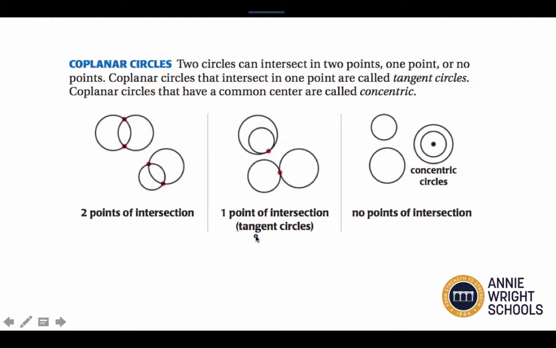So other things to know with circles: when we talk about coplanar circles, we can have circles with 2 points of intersection or 1 point of intersection. Notice these are called tangent circles. There's a tangent line here that shares that red point of tangency. Then there's circles with no intersection points because they don't overlap at all, or they're concentric circles. Breaking down using your Latin, con means with, centric meaning with centers, so same centers there.